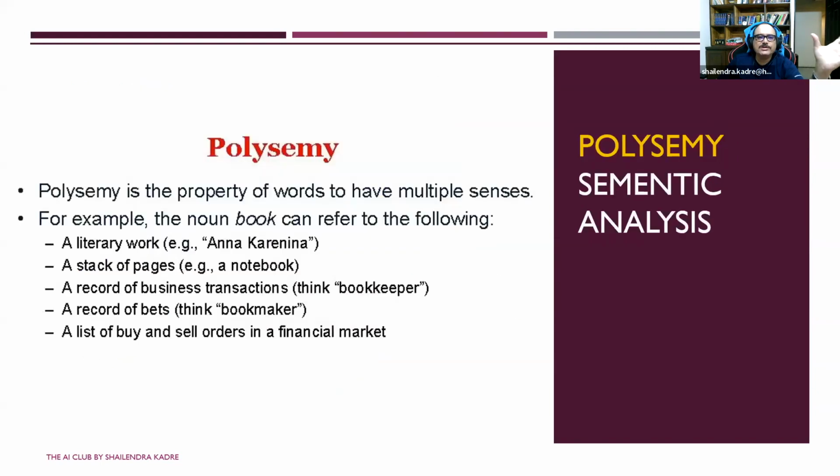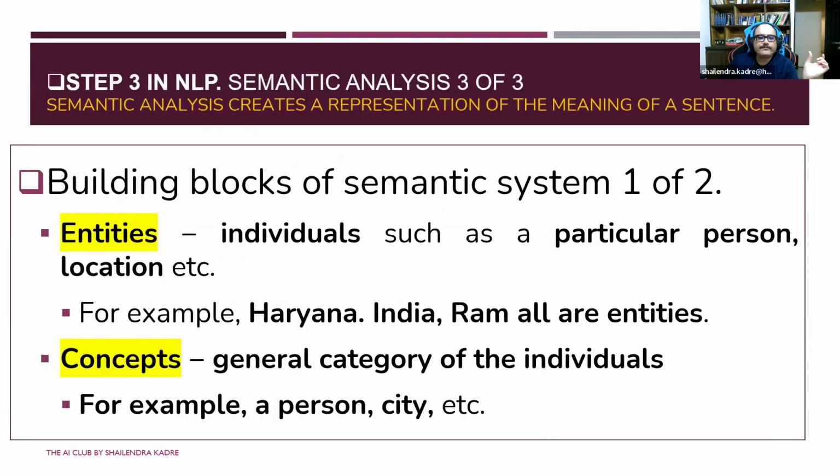analysis. Then polysemy. So take the simple word book. Book can be a library book. It can be a list of buy and sell orders in a financial market. It can be a record of business transactions. So book, depending upon the context in which it is used, has different meanings. So that is polysemy.